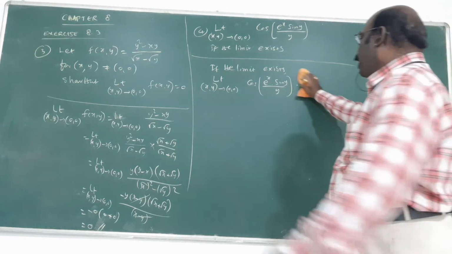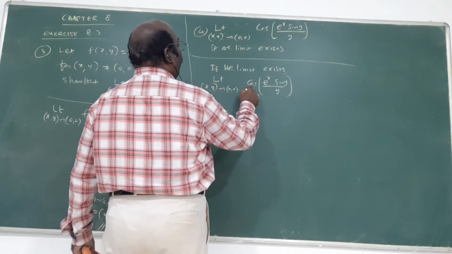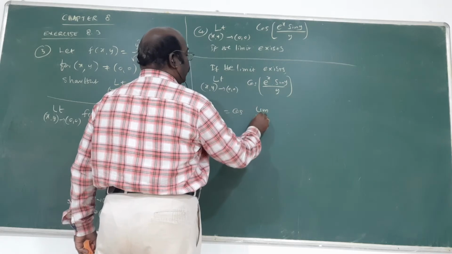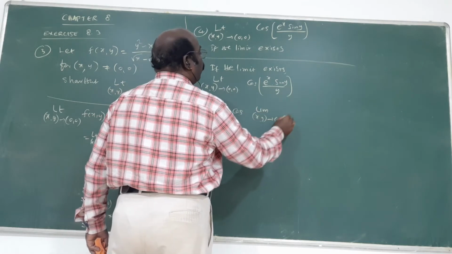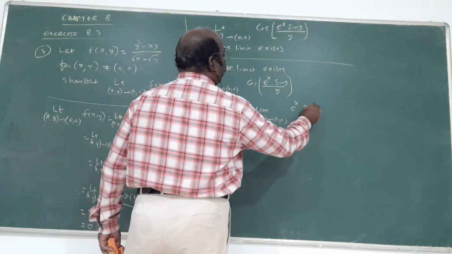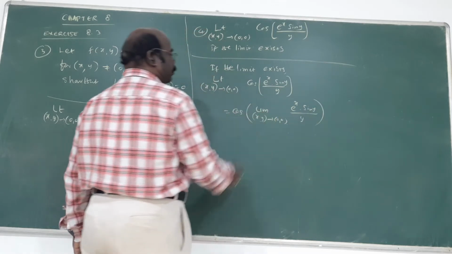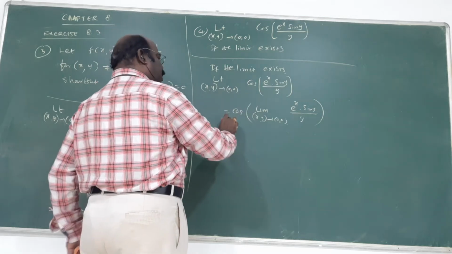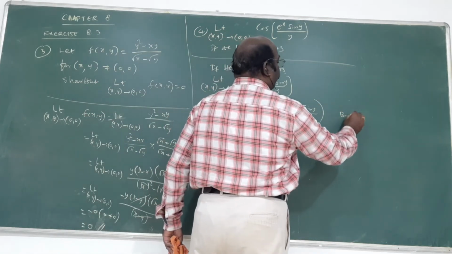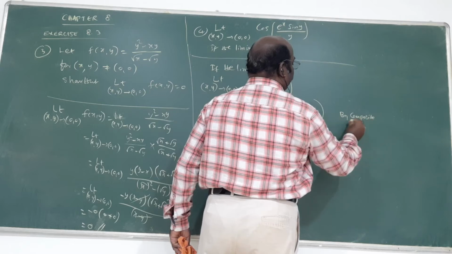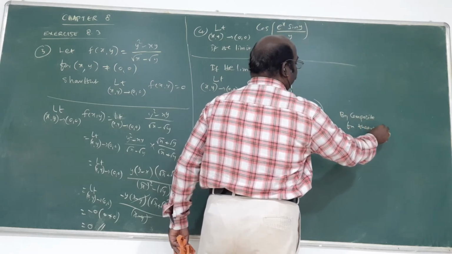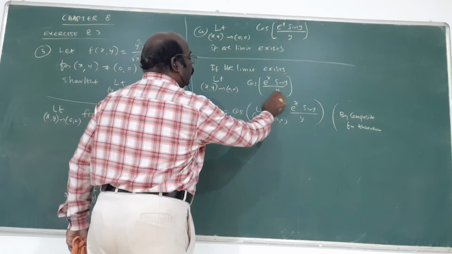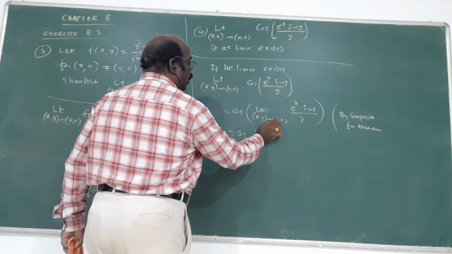That's why, by the composite function, limit of cos of something can be written as cos of limit of something. Alright, this is actually called a composite function here. Limit of cos of something, now we interchange: cos of limit of something. This is called the composite function theorem.